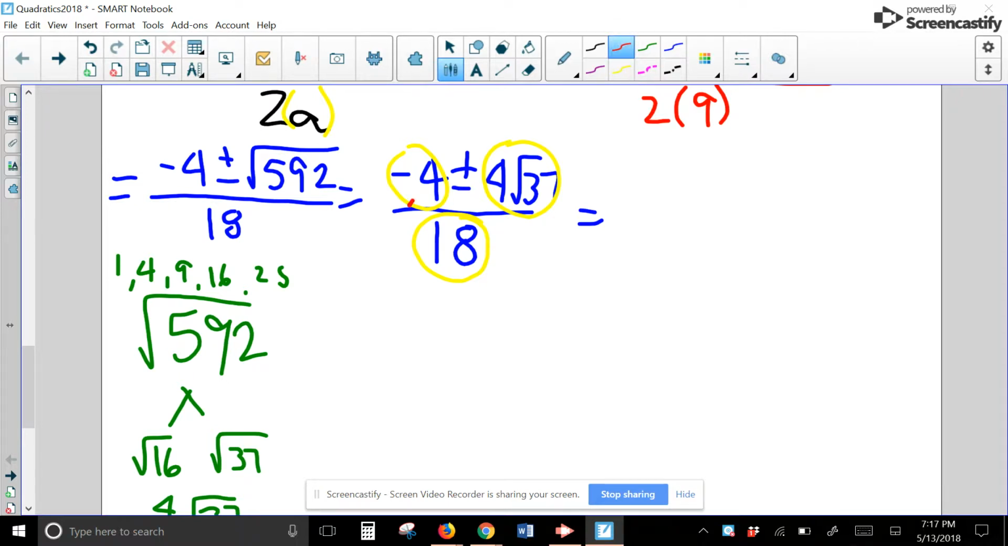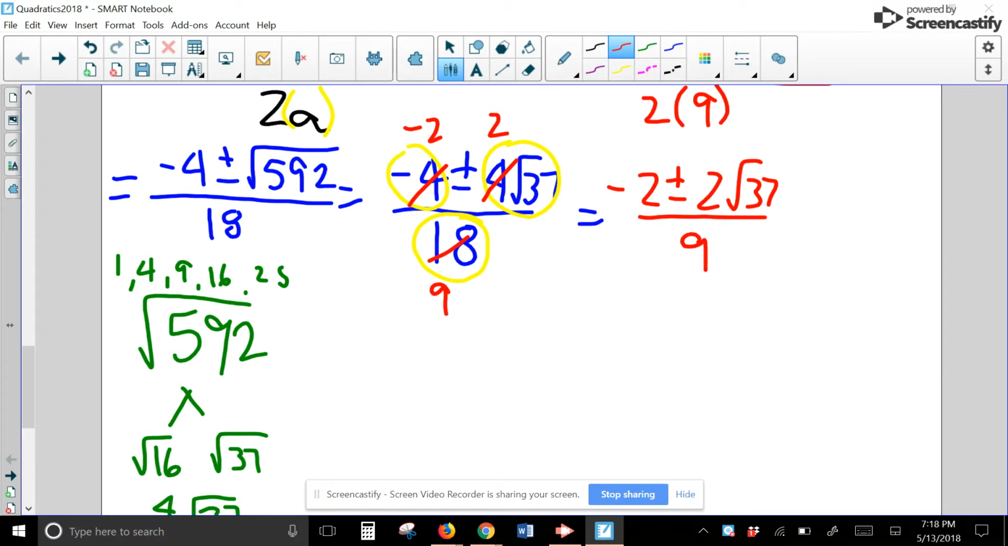So we can divide a 2 into that and get a negative 2. We can divide a 2 into that and get a 2, and a 2 into that and get a 9. Now we don't divide it into the 37 because 37 is just part of that 4 radical 37, and 37 is not really 37. It's like 6 point something if you take that square root. So as much as we can do here is negative 2 plus or minus 2 radical 37, all divided by 9. We really can't do anything else.